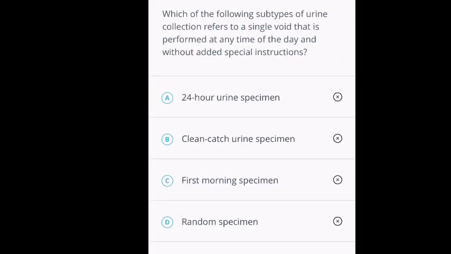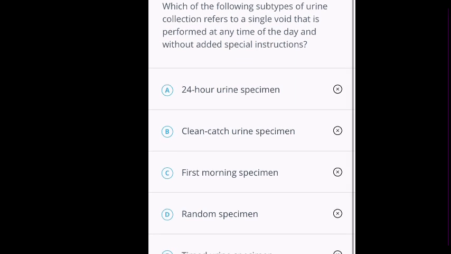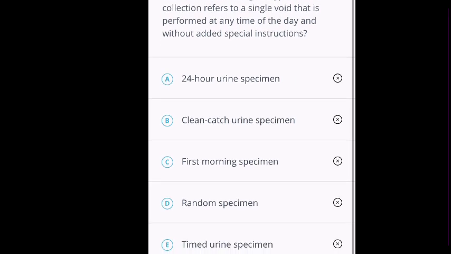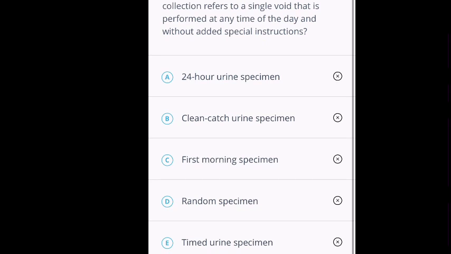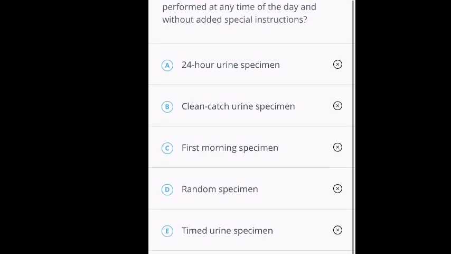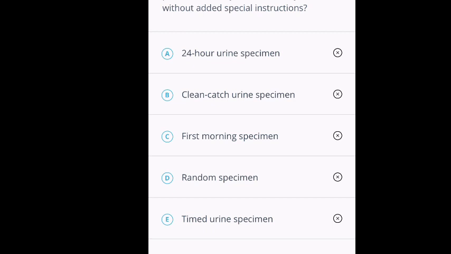Which of the following subtypes of urine collection refers to a single void that is performed at any time of the day and without added special instructions? 24-hour urine specimen, clean catch urine specimen, first morning specimen, random specimen, or timed urine specimen? The correct answer is random specimen.